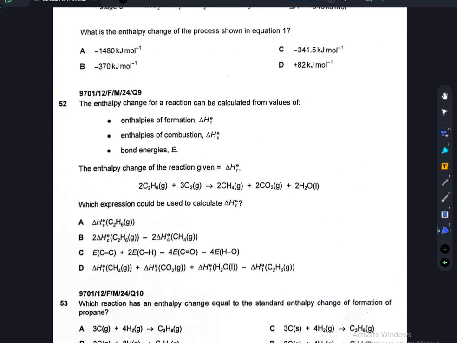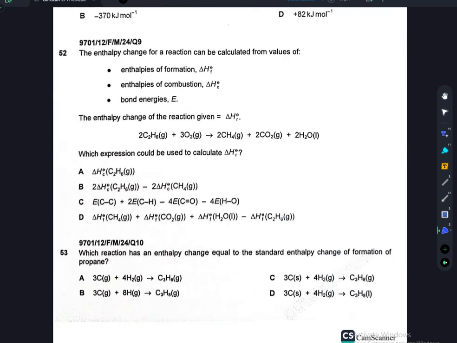Okay, so last page. Which reaction? I'm going for 53. Which reaction has an enthalpy change equal to standard enthalpy change of formation of propane? Enthalpy change of formation of propane: 1 mole of propane is formed from its reactants in their normal physical states. Carbon is always solid, and propane is a gas at room temperature. C is your right answer.